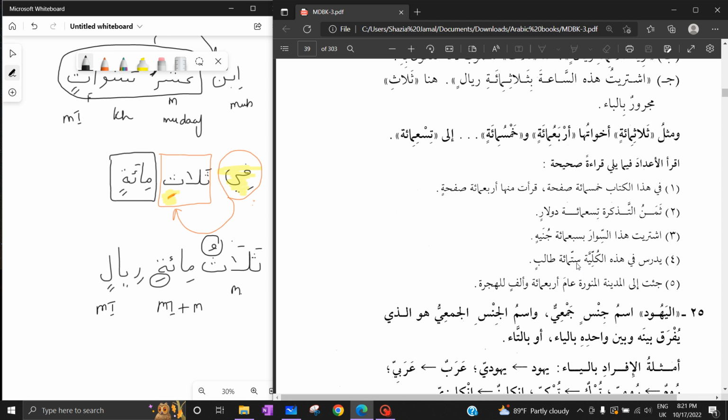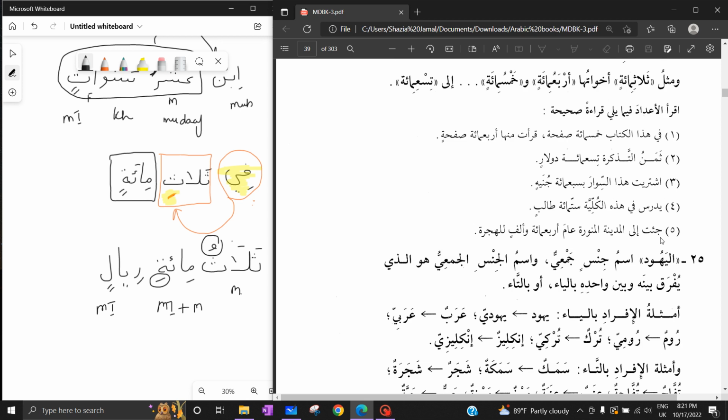Sit, what will be here? What will be the haraka on sit? Sitta, because this is maful bihi. Sitta mi'ati talibin. In this college, how many students study? 600. Jitta. Jitta ila al-madinati, ila harf jar. That's why al-madina will be in kasra. Jitu. I think it's for ana. Jitu. Fail and file. Ila al-madinati al-munawwarati.